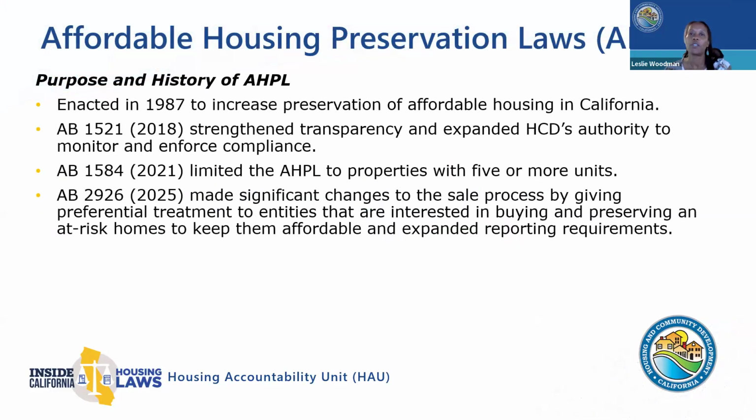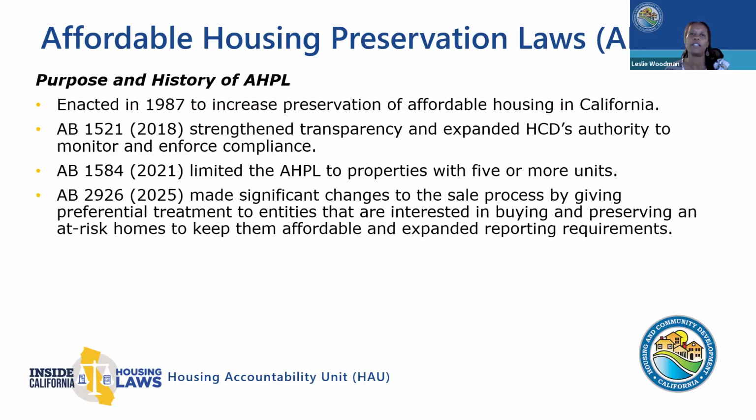Affordable housing preservation laws were enacted in 1987 to preserve affordable housing in California by preventing this conversion. Starting in 2018, AB 1521 strengthened Government Code sections 65863.10, 65863.11, and 65863.13 with a new 3-year noticing requirement, expanded HCD's enforcement authority, and required an annual report to the legislature.